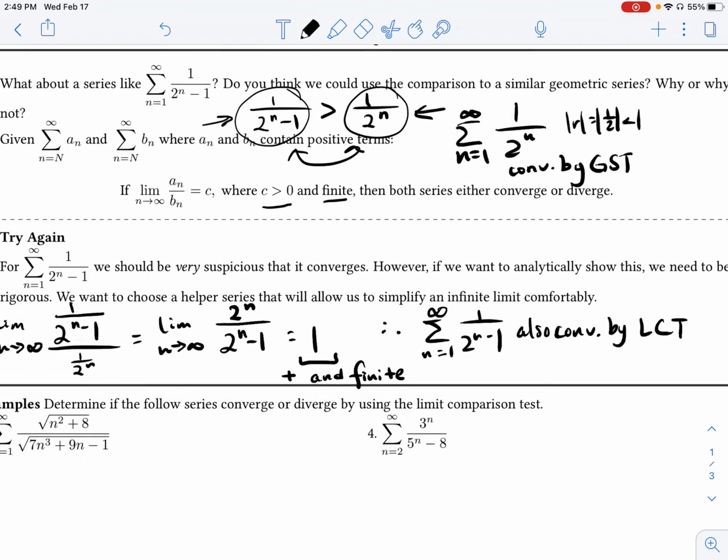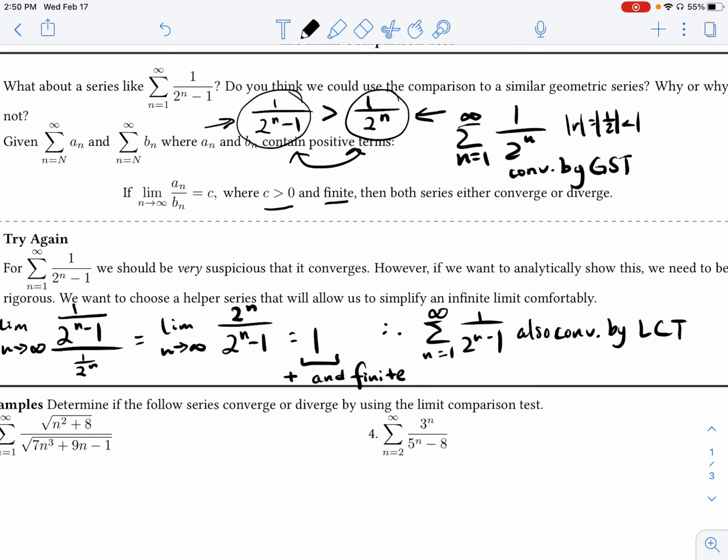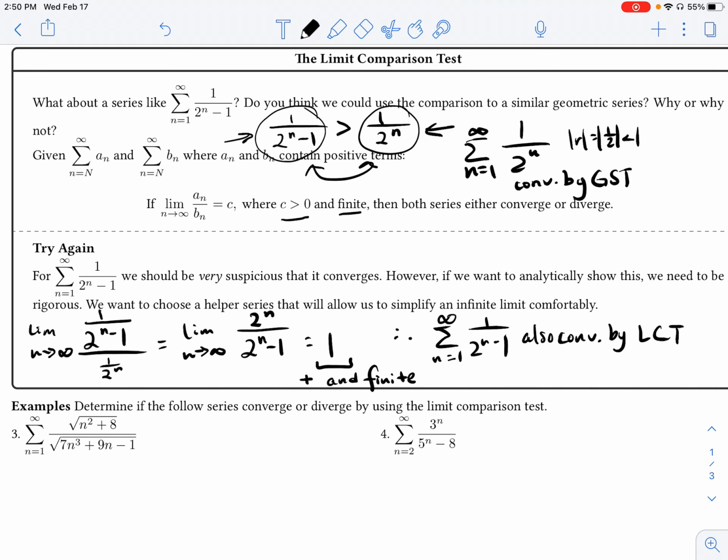Okay, and again, it's important that you do make sure you state what is going on with your helper series, either convergence or divergence. Okay, so I'm going to try a couple practice problems right now, but before I do, I just want to highlight some of the differences between the two tests. Each test has its own strength and weakness. I don't want to say weakness, but there's always a give and take there.